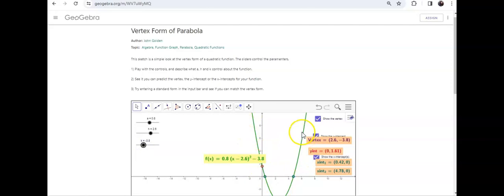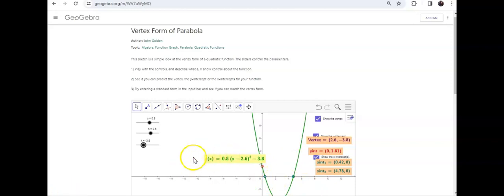The parabola now intersects the x-axis, so we have x-intercepts. What are the roots? The x values of the roots are 0.42 and 4.78. Again, the x-intercepts are the blue hollow circles here on the x-axis. The x-intercepts are the roots, the points where the parabola intersects the x-axis.